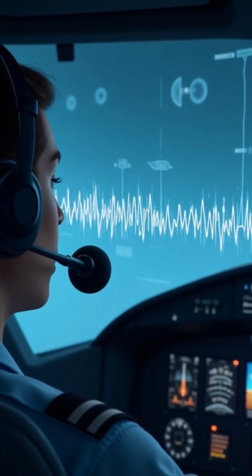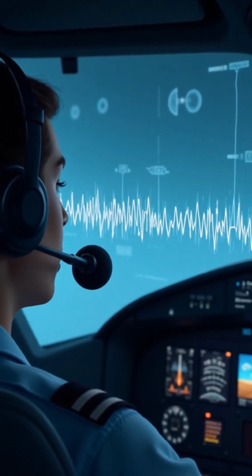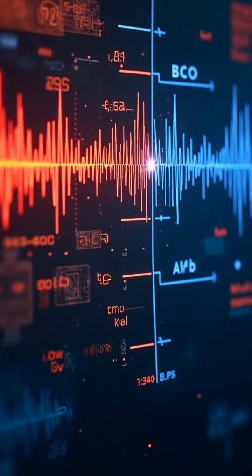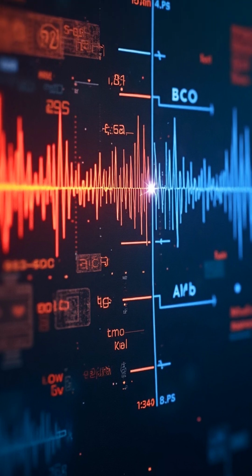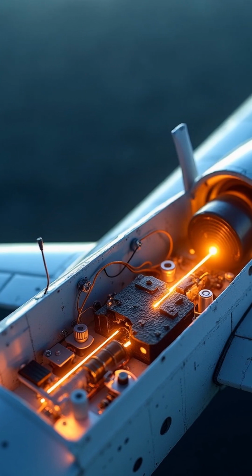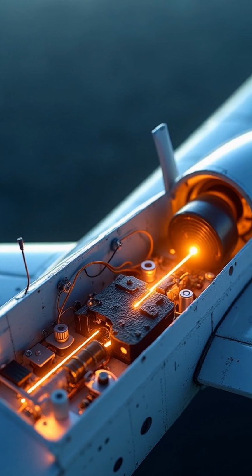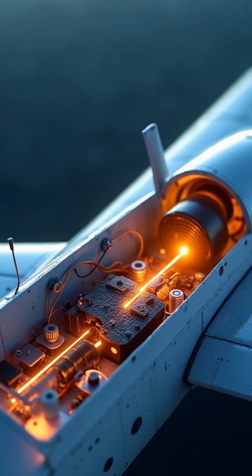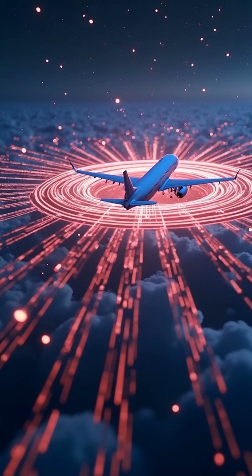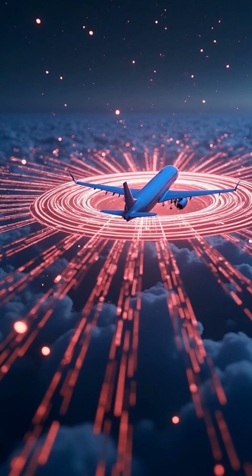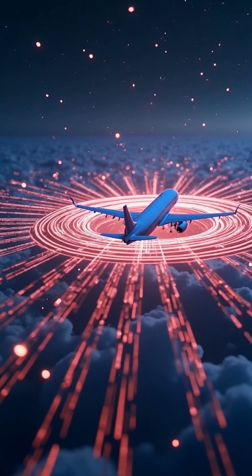In an aircraft's VHF communication system, a pilot's voice is converted to an analog signal. The analog signal is then modulated, typically using amplitude modulation, AM, and amplified. This amplified signal travels to the VHF transceiver and then through a coaxial cable to the VHF antenna on the aircraft fuselage. The VHF antenna radiates the signal as electromagnetic waves at a specific frequency, enabling communication with ground stations or other aircraft.